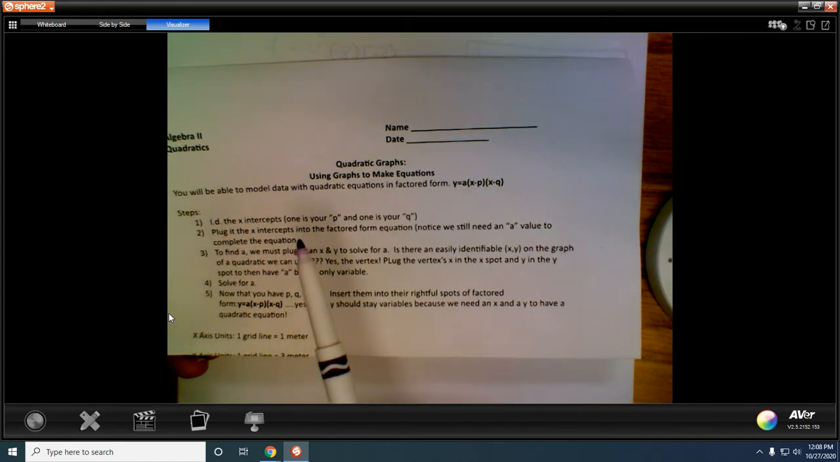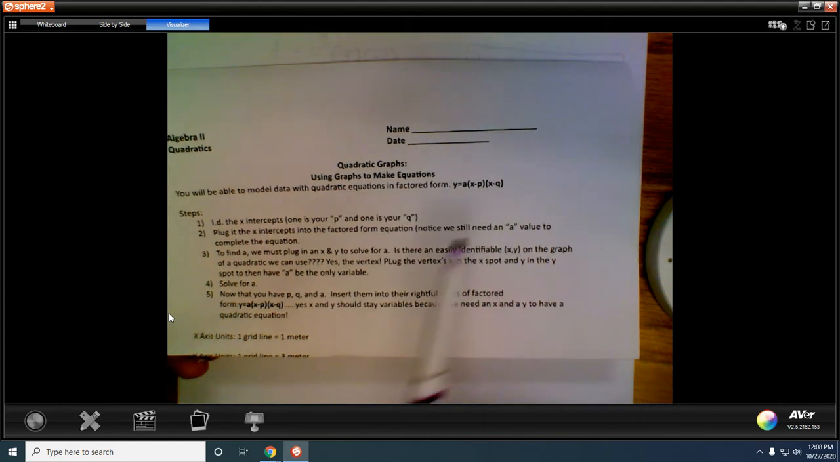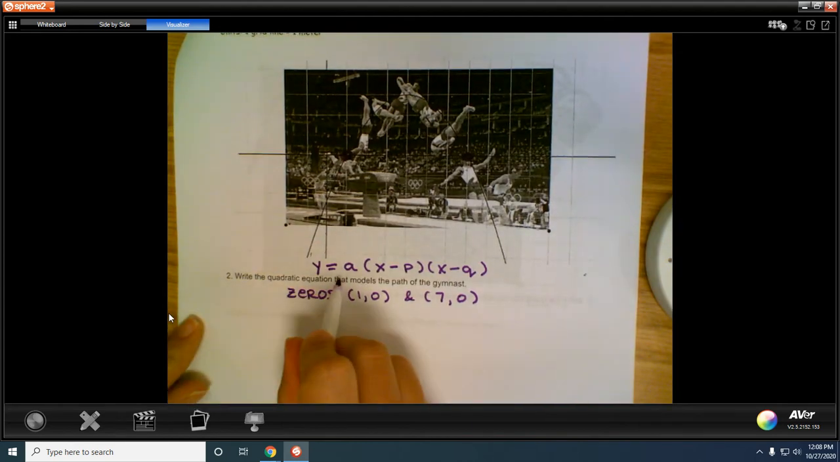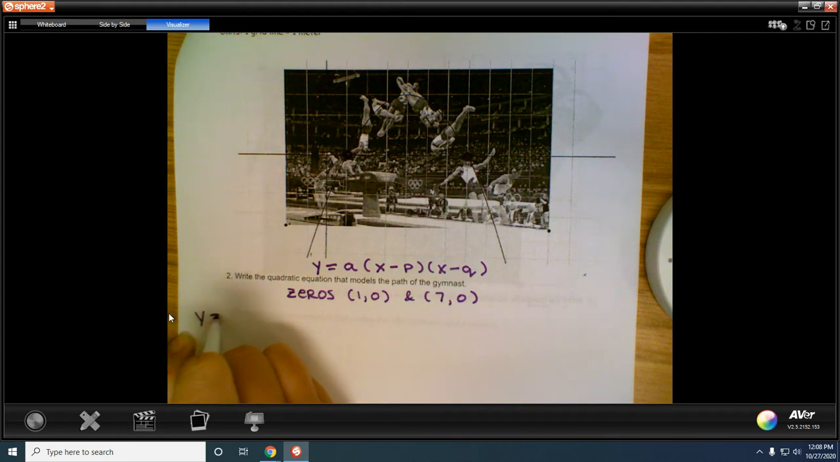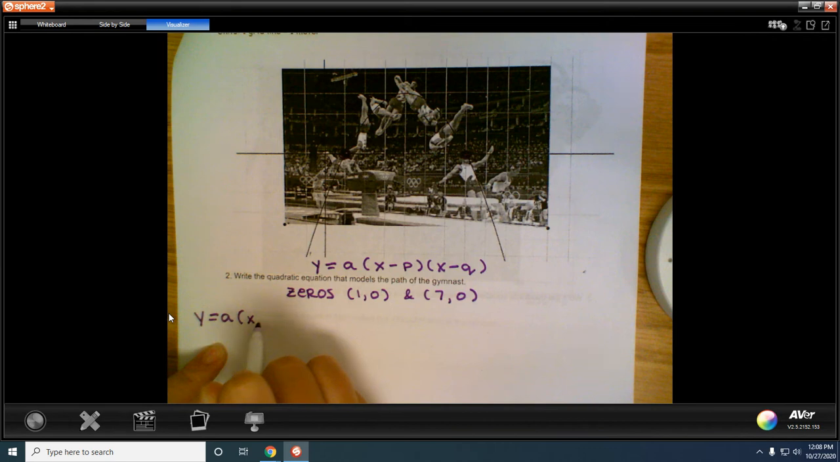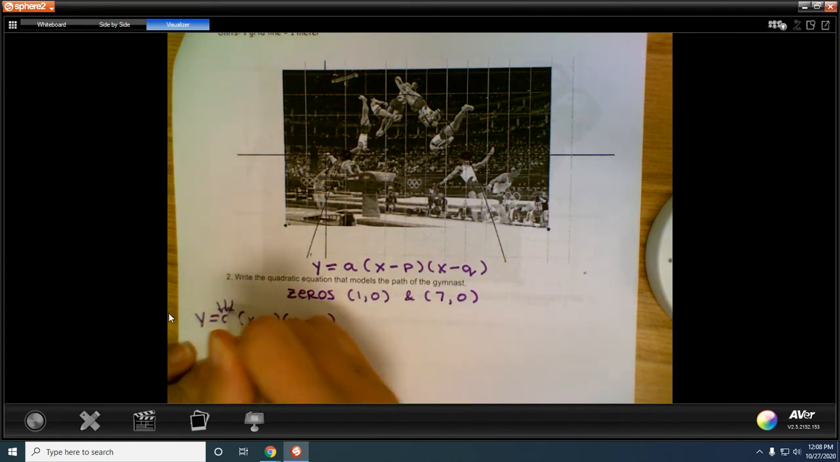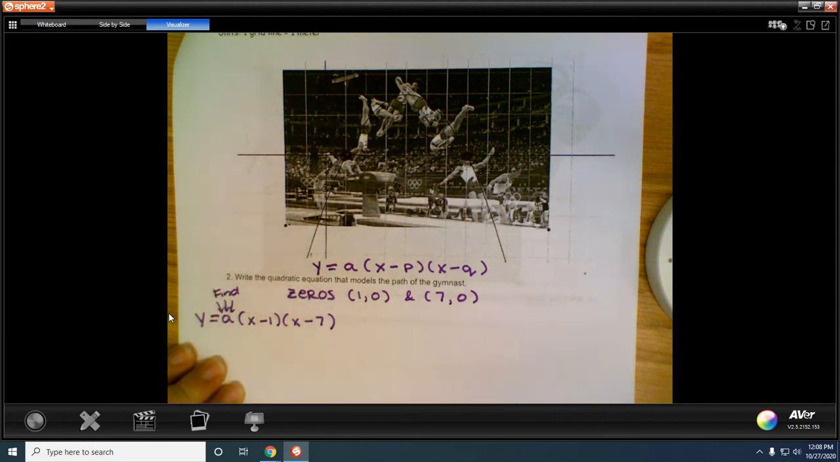So we are going to plug the x-intercepts into the factored form of the equation. We're going to notice that we still need an a value to complete the equation. So if we look at this, y equals a(x minus 1)(x minus 7), here's a p and here's a q. The problem is, in order to plug it into a calculator, you only need an x and a y being empty, the inputs and the outputs. Well, why is this still a variable? Well, it's because we have to find a, so we have a proper equation.